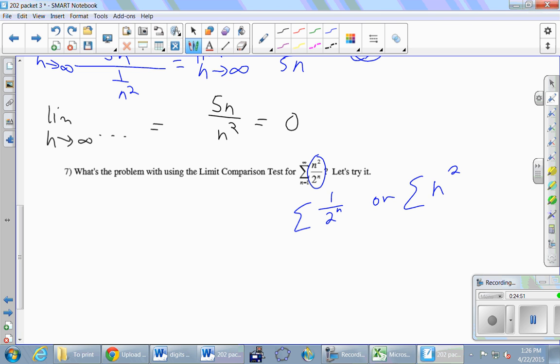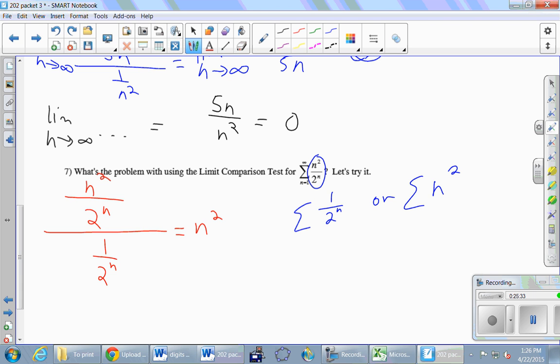So let's compare these guys. If I were to look at the original guy and divide it by my first option here, this 1 over 2 to the n. What happens to clean this up? It's just n squared, right? These 2 to the n's cancel. And when n gets big, so does that. So we can't compare it to 1 over 2 to the n. They're not similar enough.